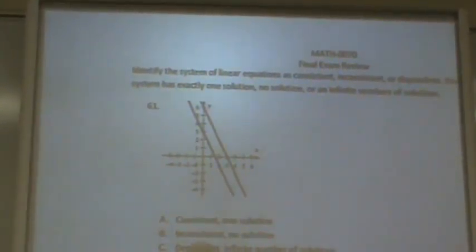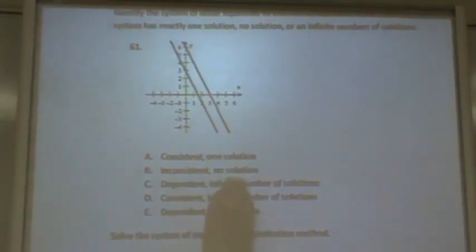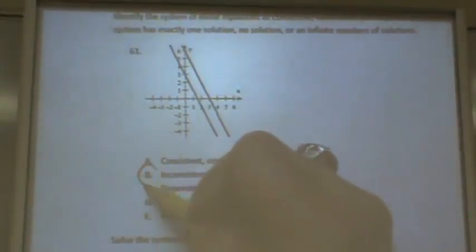Okay? If you have 2 parallel lines, they are not going to cross. That means there is no solution. So they're inconsistent systems, there's no solution. So B is the correct answer for that one.